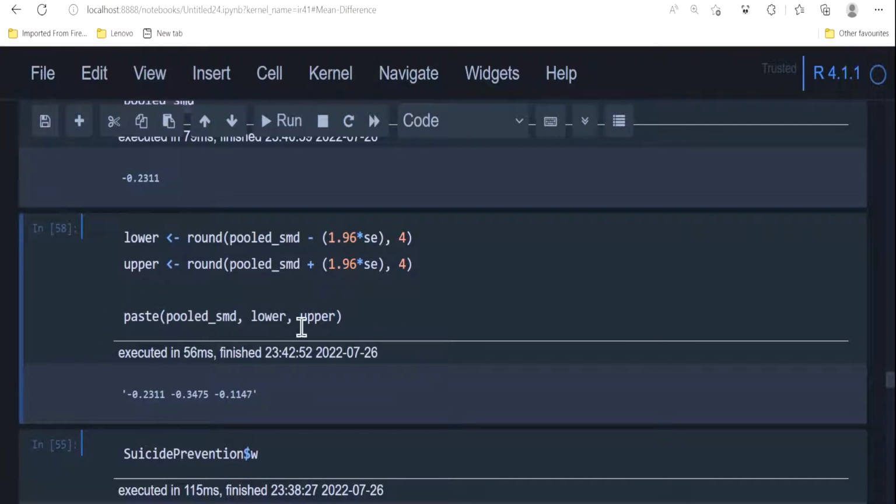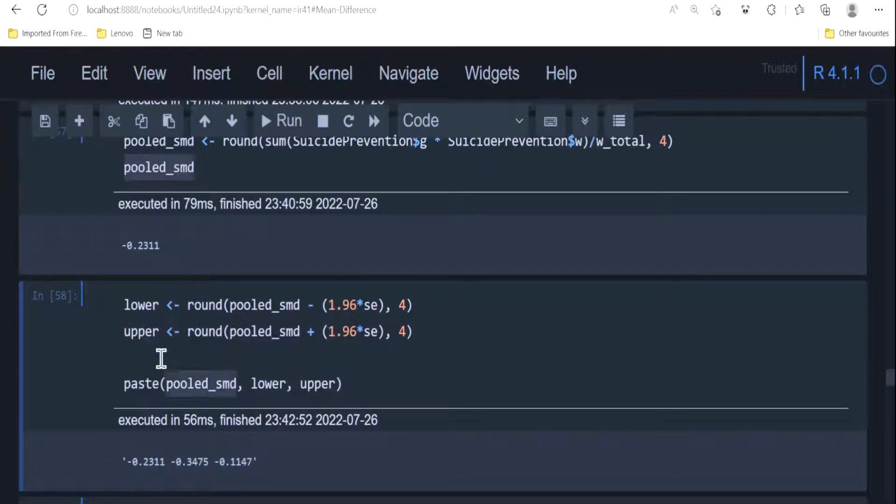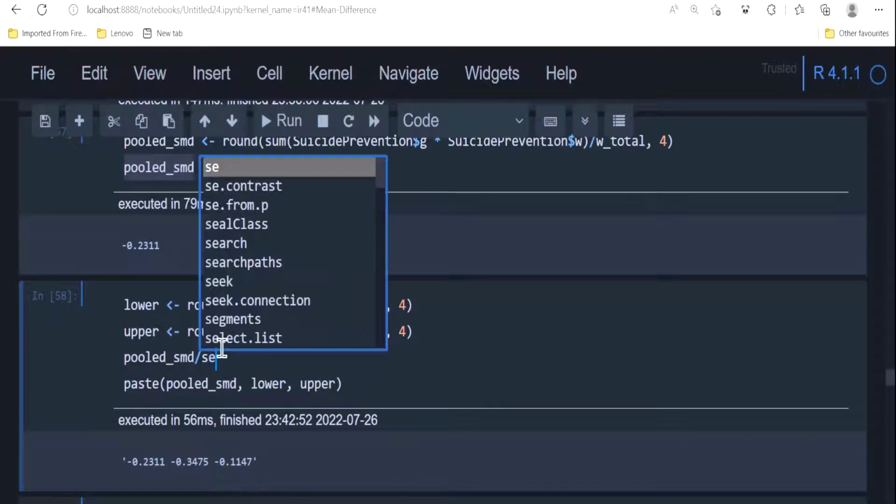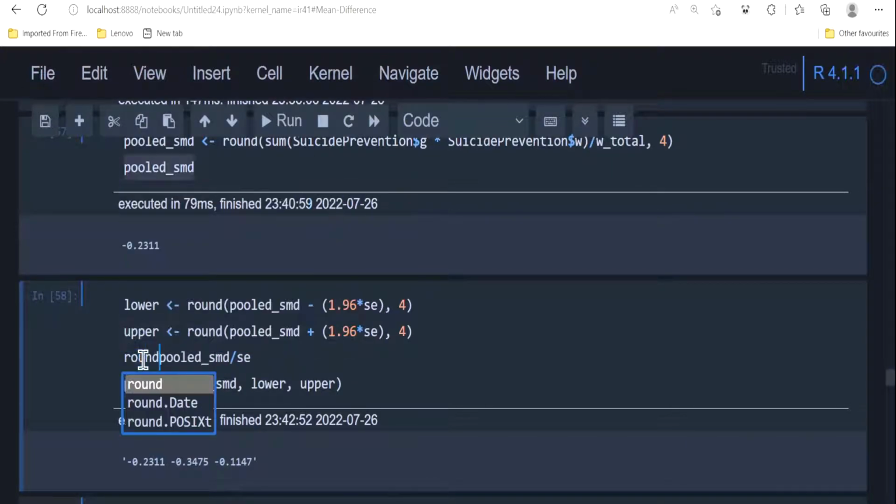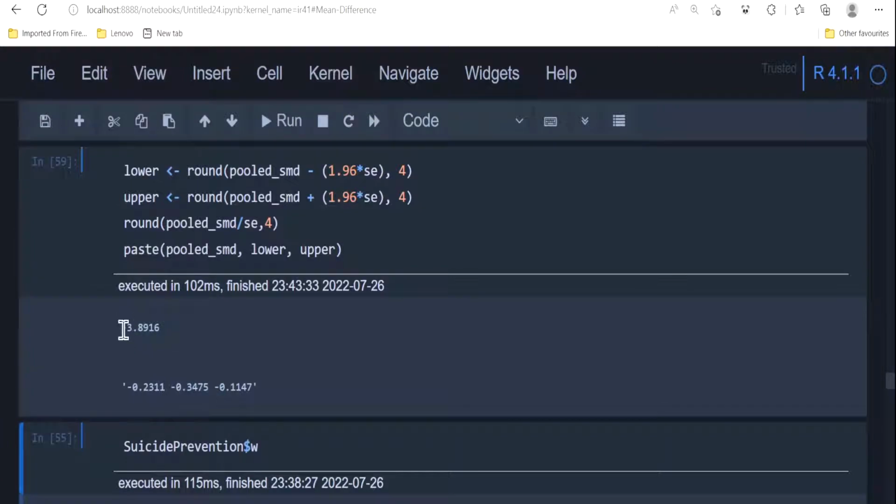But one thing remains, that is the z-stat. The z-stat is calculated by the pooled standardized mean difference divided by the standard error. The standard error we already have. Let me round it again to 4 digits or 3 digits, and we will see how it works. There we go. Now the z statistic is minus 3.89, and the pooled standardized mean difference is here and again here.